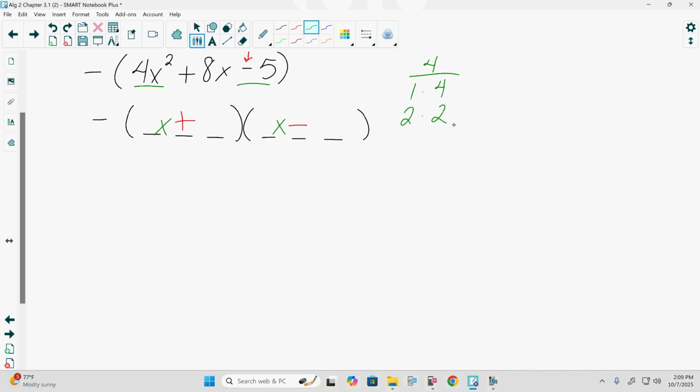We'd have 1 and 4 or 2 and 2. Now I will point this out because there is always the question, why did we factor the negative out? Why are we factoring the negative out? It is because at this point here, we wouldn't be looking at the factors of 4. We'd have to look at the factors of negative 4. So it'd be negative 1 and 4, 1 and negative 4, 2 and negative 2, negative 2 and 2. We have to take those negatives into effect.